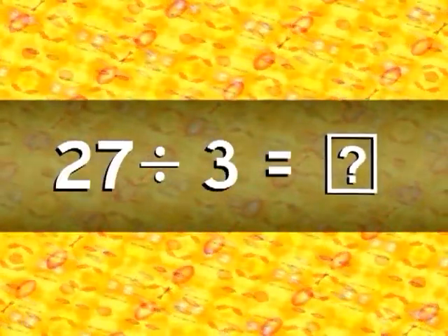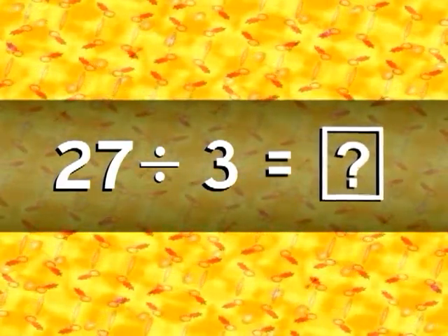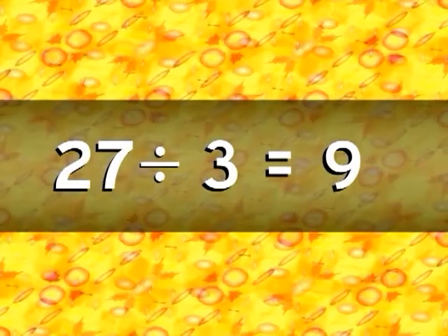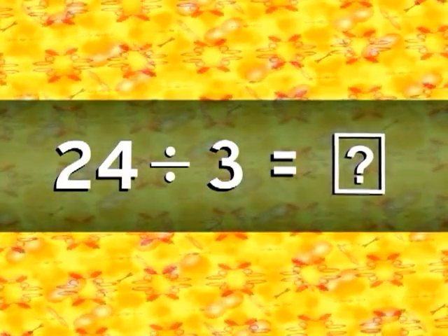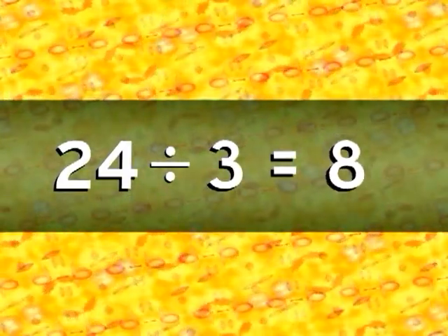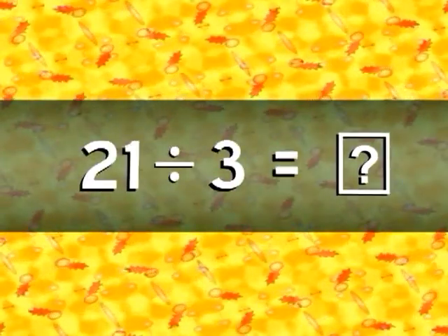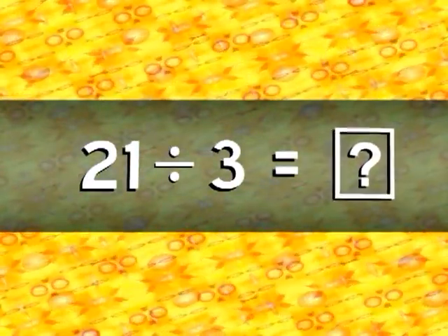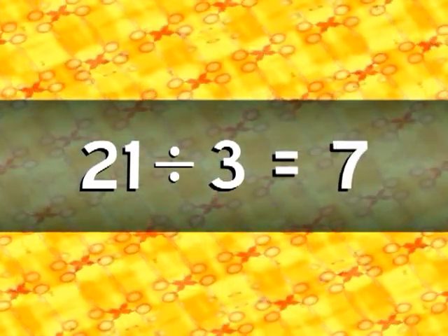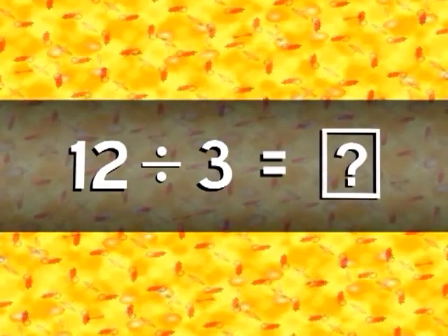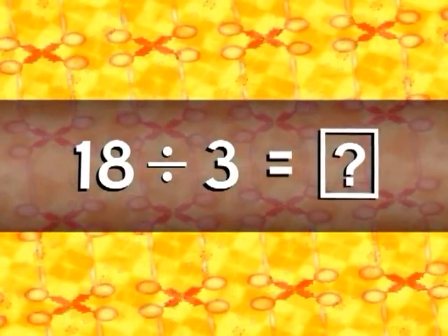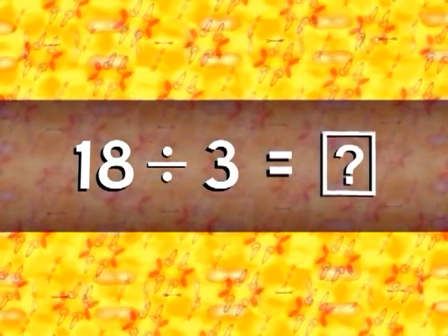27 divided by 3 is 9. 24 divided by 3 is 8. 21 divided by 3 is 7. 12 divided by 3 is 4. 18 divided by 3 is 6.